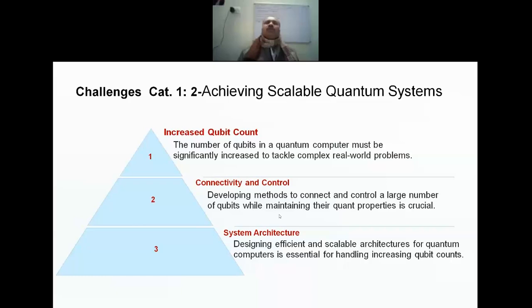Next one is system architecture. Designing an efficient and scalable architecture for quantum computers is essential. That is, how we can increase the qubit count and how we can manage it in the quantum computer's architecture is basically a problem of scalability.